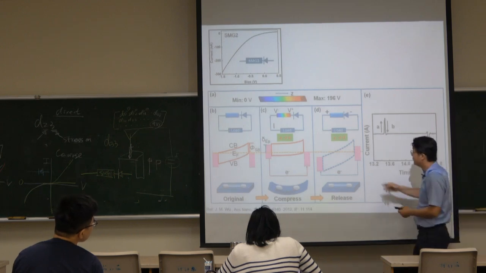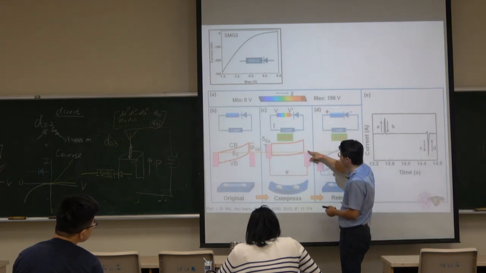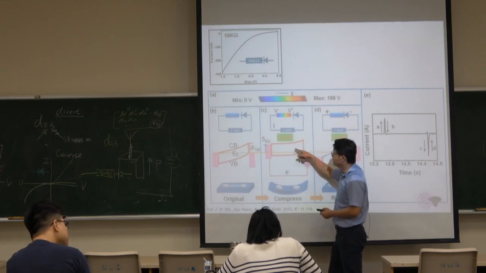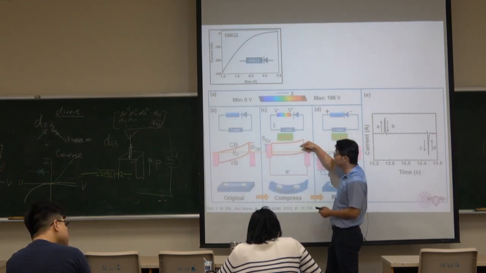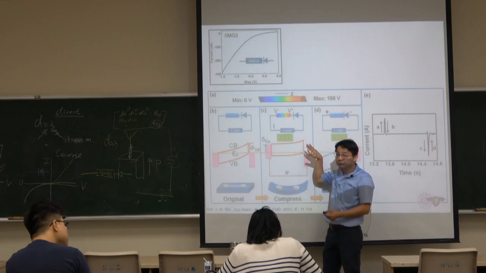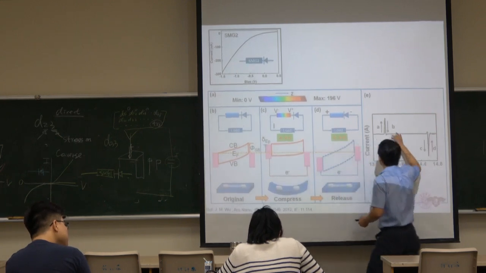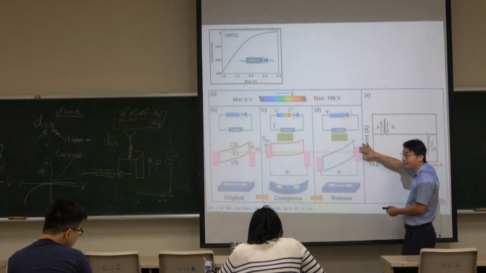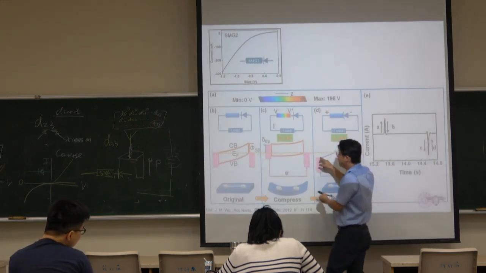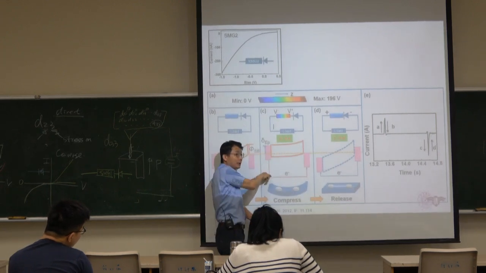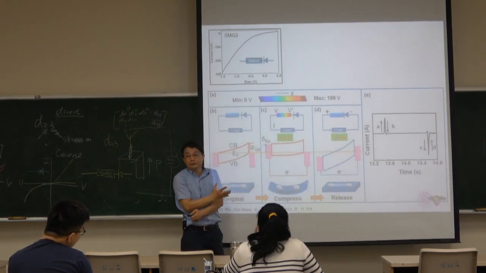Okay. Once I release, all the electrons that were accumulated here will finally become neutral. All the electrons flow to here, so you will get the highest. Once you release, the piezo potential will be dropped, because there is no piezo potential.